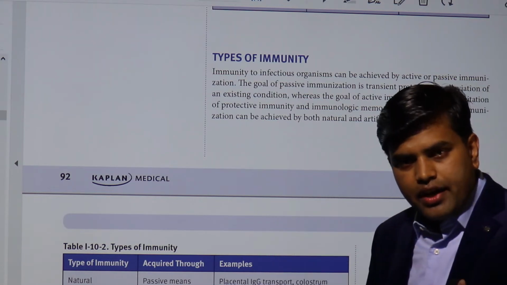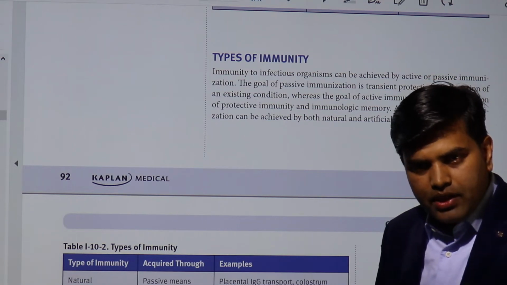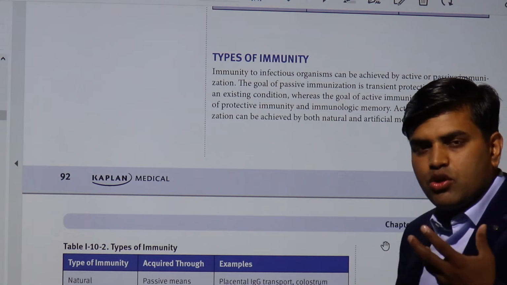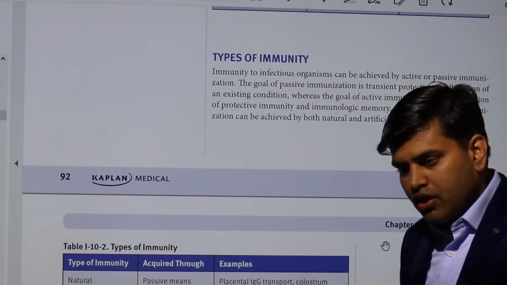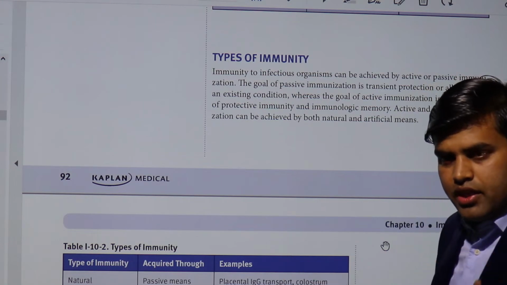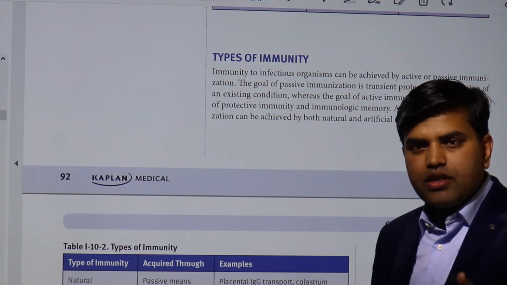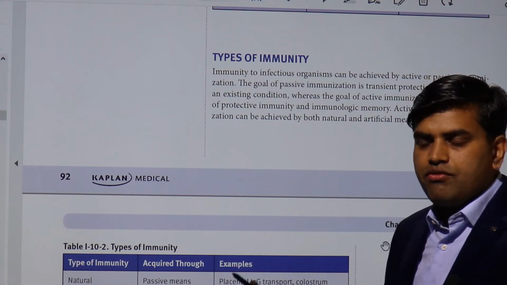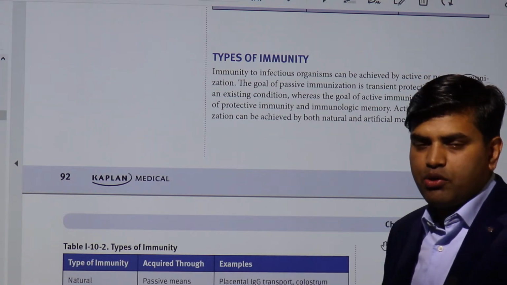Naturally, it can be acquired from the mother: through the placenta, immunoglobulin G comes, and from the breast milk, immunoglobulin A comes. Then there is passive but artificial, which will be this anti-diphtheric serum, anti-rabies serum. These are all components that can be given in a preformed form to the person.